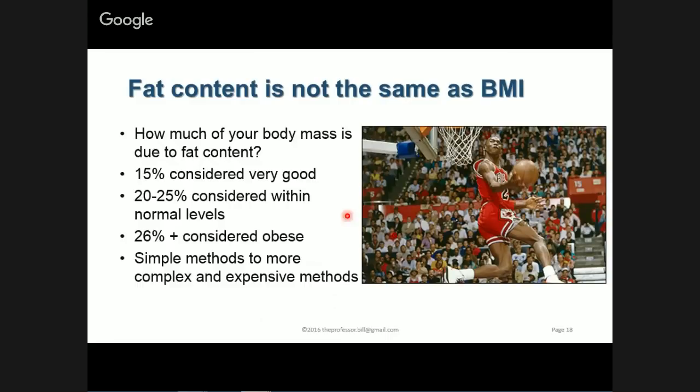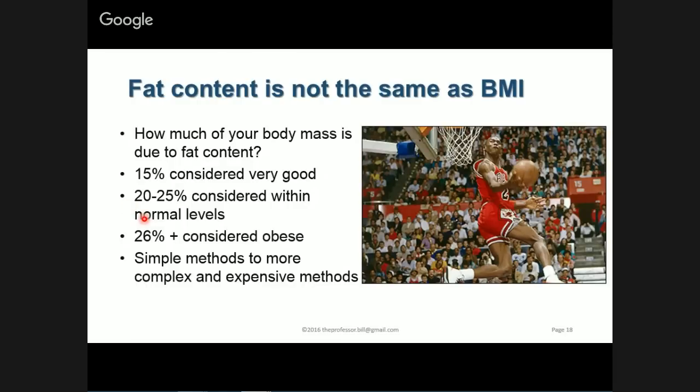So fat content, as I mentioned to you before, is not the same as a body mass index or BMI. Do you know what your fat content is? Anyone know? You had to have gone in for a test. You can't really just go in and eyeball it and say, yes, you have like 15% or 50% fat. You actually have to get tested for it. If you have 15% of your total body mass being fat, it's actually considered you're very, very good. You're almost an elite athlete.